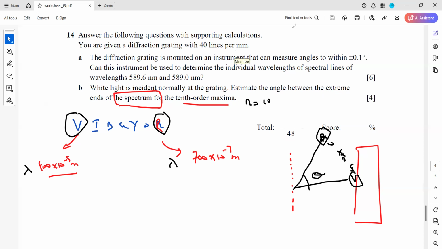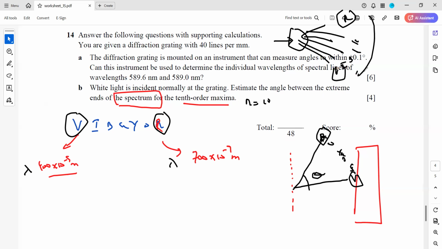So when white light, which is a combination of 7 colors, spreads, violet bends the least. We have violet, indigo, blue, green, yellow, orange, and red. So we want this angle. We'll take the central maxima, and theta is the angle from the central maxima. We'll find the angle of the violet and then the angle of the red for the 10th order, and we just take the difference of the two angles to know the angle between the two extremes of the spectrum. The same formula we use, d sine theta is equal to n lambda. It's a continuation of the question.